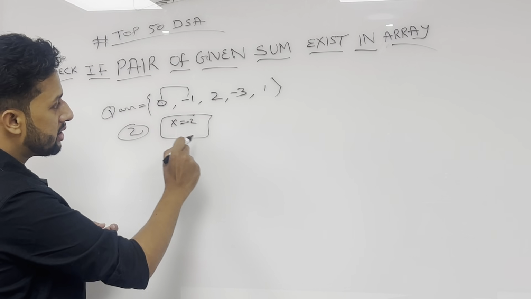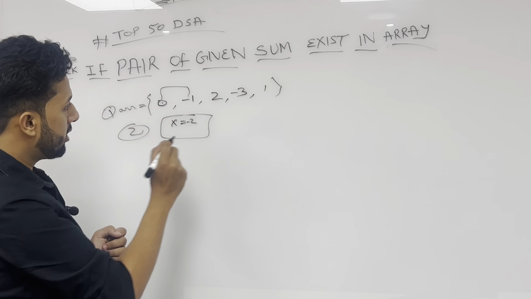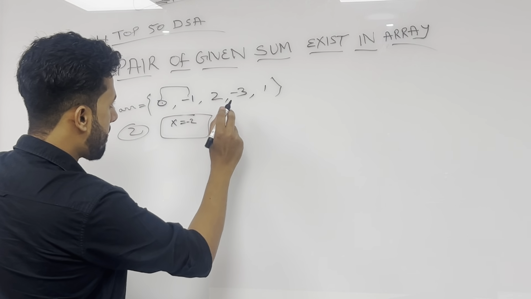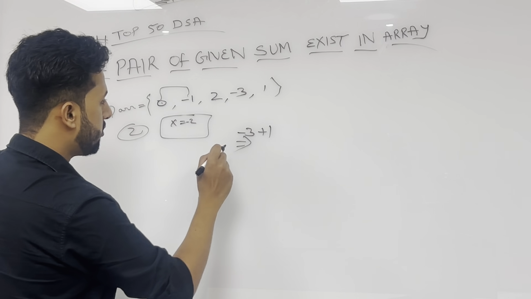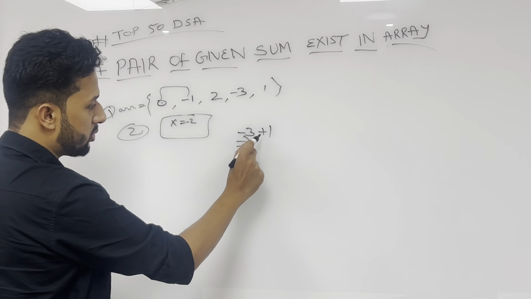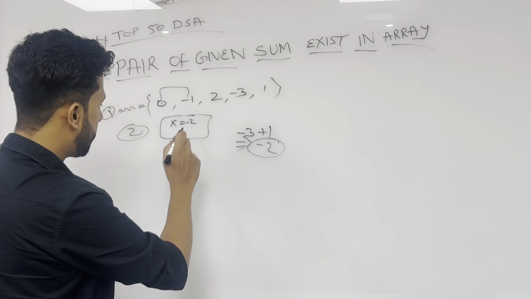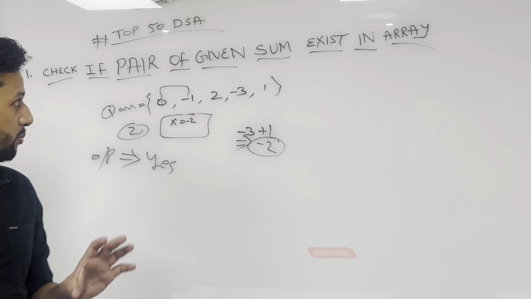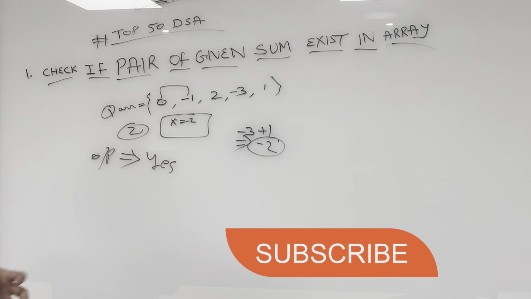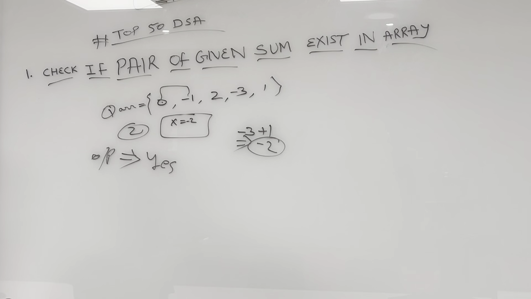So if you see in this example, we have -3 plus 1. If you add these two values, we will get -2, right? In this particular case, it will be a yes. So I hope you have understood this problem. It would be more clear when we approach the solution for this one.